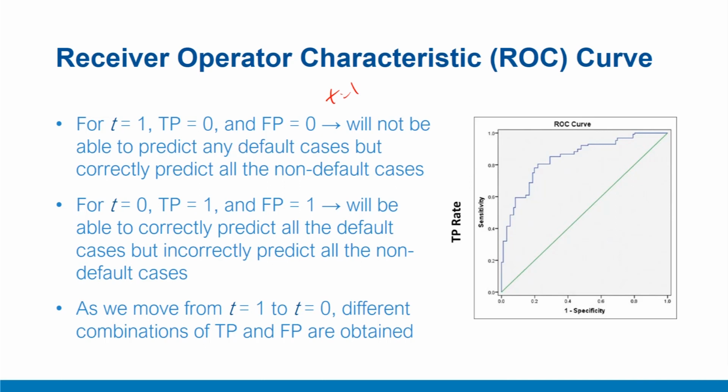In that case, our true positives will be 0. t equal to 1 is an extreme case where all the cases will be considered as non-defaulter. So all the loan applications, whether they are zeros or ones, will be considered as zeros. That means none of the cases will be classified as ones. Even the ones, all the ones will be classified as zeros. And therefore the true positive rate is 0. So the true positive rate, or sensitivity, of the model is here 0.